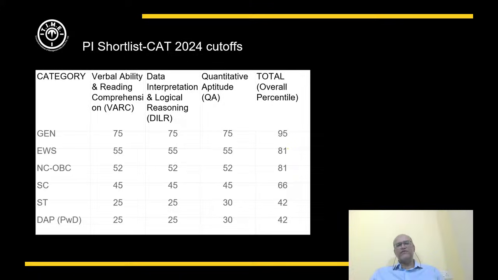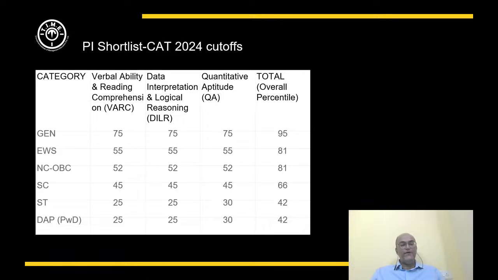IIM Udaipur, of course, said that they will do the entire process alone. For the remaining IIMs, we have to wait for their admission criteria. But these are last year's cutoffs. Last year, IIM Trichy, which was part of CAP, directly called people for interview purely on the basis of CAT. So these were last year's actual cutoffs by IIM Trichy and the rest of the IIMs which were part of CAP. General category people received a call at 95 percentile, EWS and OBC at 81, SC 66, ST and differently abled 42.